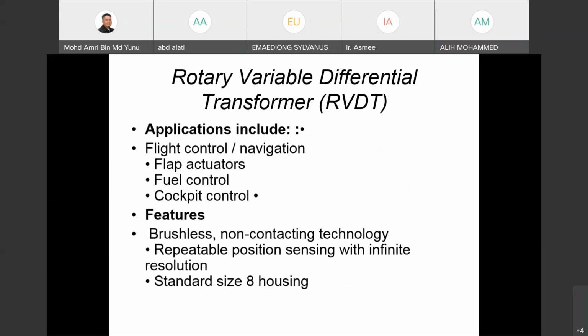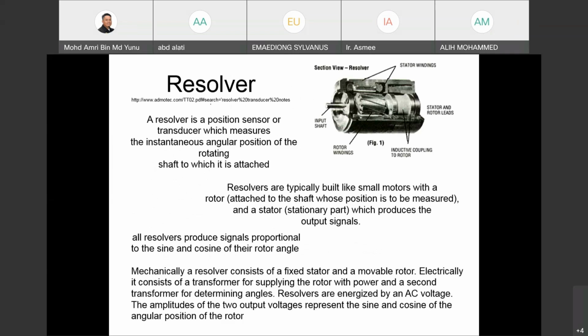The RVDT is used for flight control, flap actuators, fuel control, and basically in aviation. The advantage is that it is frictionless, non-contact technology, and can be repeated many times, so the lifetime or shelf life is basically high. And then the other type of encoder is called a resolver.